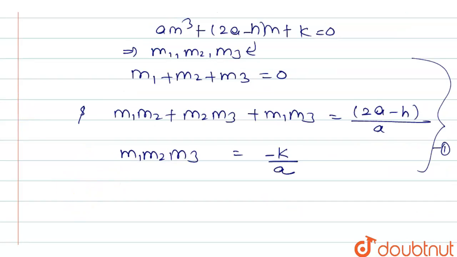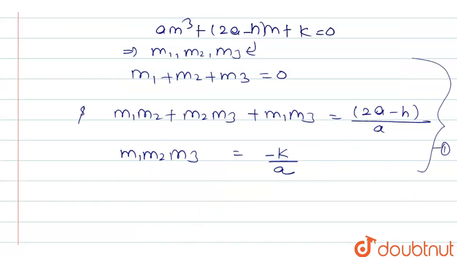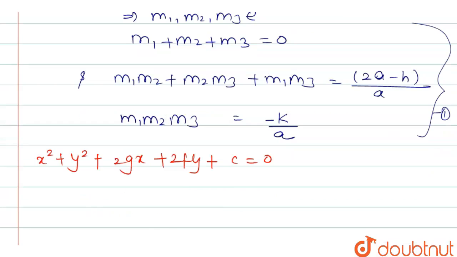Now we assume the points A, B, C, and as we know A, B, C are on the circle. So let us take the general equation of the circle, which is x squared plus y squared plus 2gx plus 2fy plus c equals 0. This one is the general equation of the circle. So any point on the circle can be written as (a m squared, minus 2am).